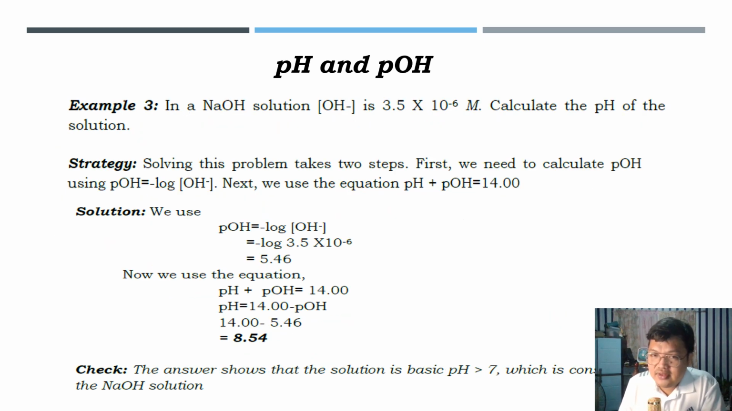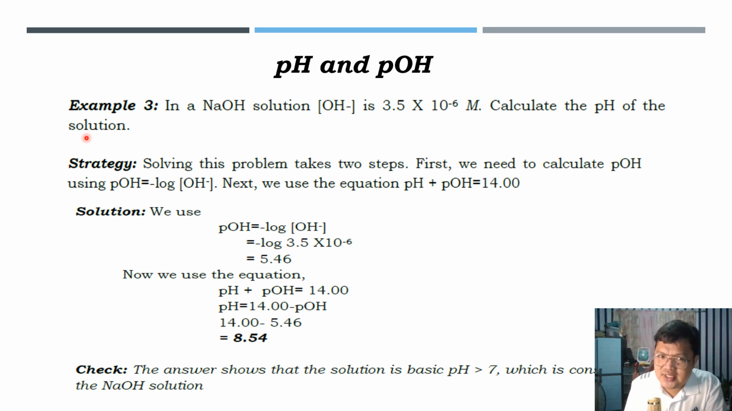Now moving on, let's have example number 3. Let me point out the problem. In a sodium hydroxide solution, OH negative is 3.5 times 10 raised to negative 6 molar. Calculate the pH of the solution. Now take note that you are asked to calculate the pH here. Hindi POH yung tinatanong, pH.